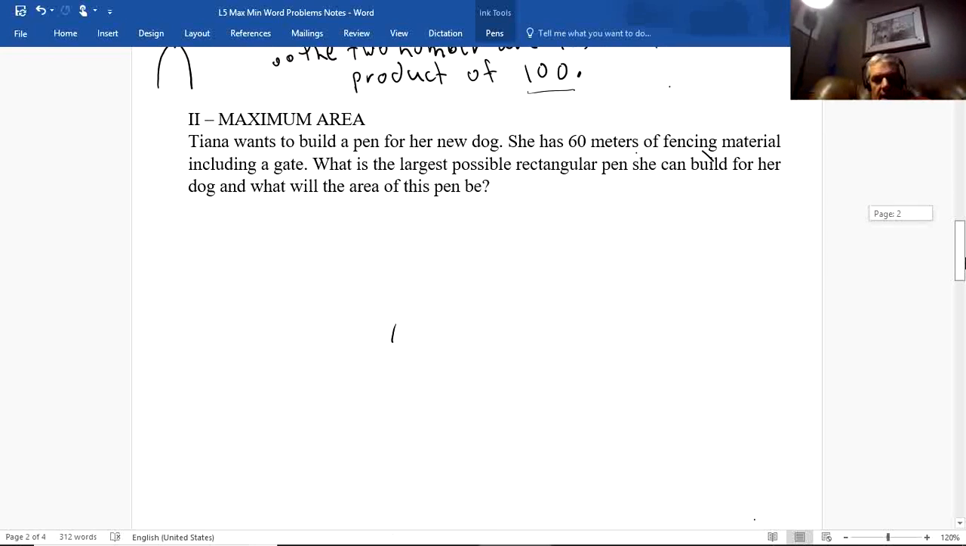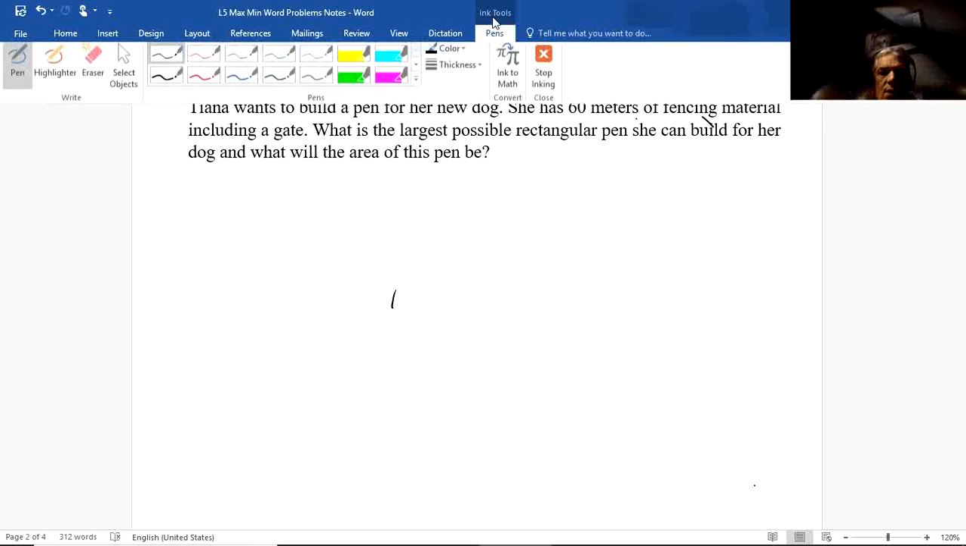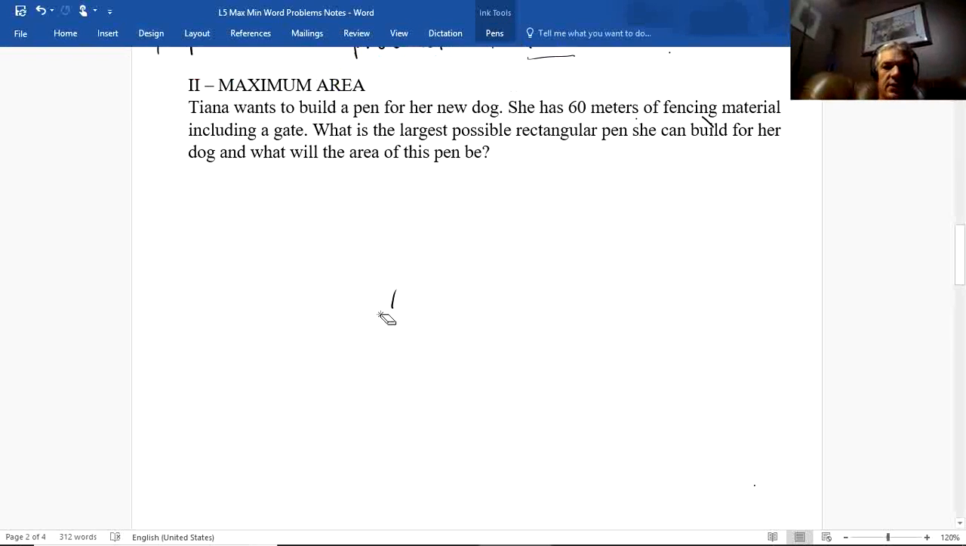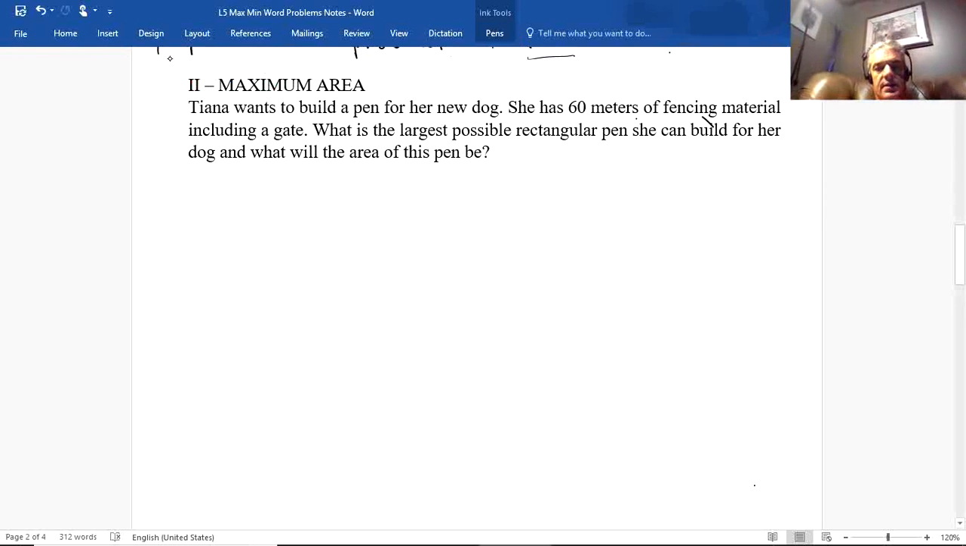Okay. Question number 2, maximum area. And these are some people's favorites. They really like these kinds of questions, some teachers. And so you see them a lot for grade 10 math, okay? And it seems to be a popular part of it.